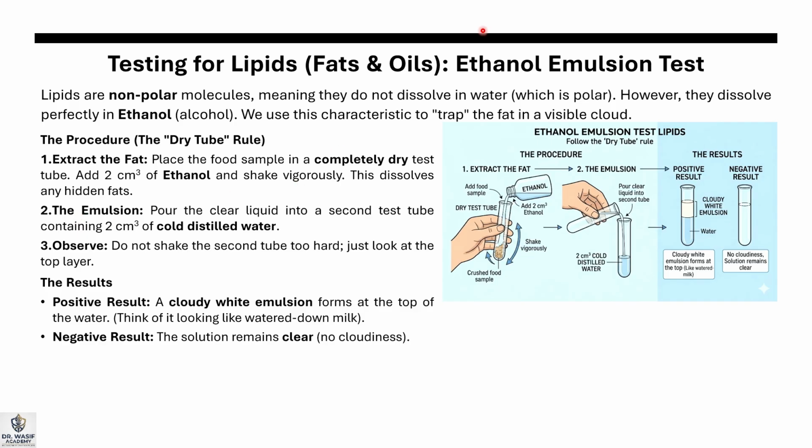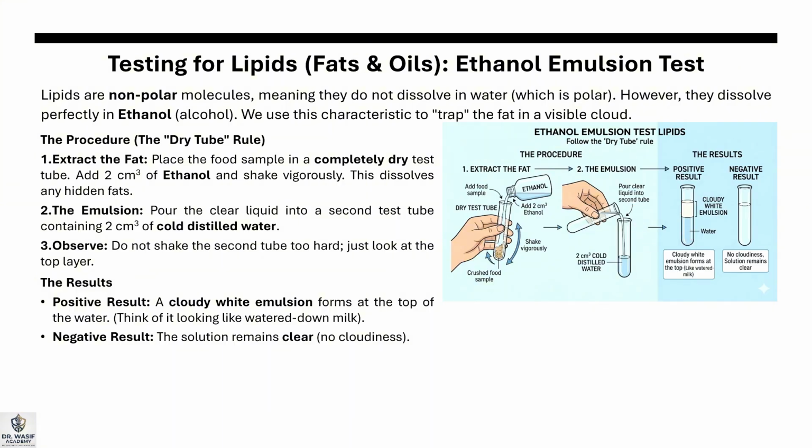The second step is where the magic happens. You pour that clear ethanol liquid into a second tube filled with cold distilled water. If fats are present, a cloudy white emulsion will immediately form at the top. Okay, here you can see this cloudy white emulsion. It looks a lot like watered down milk. Okay, so if fats are absent, the liquid stays as clear as glass.